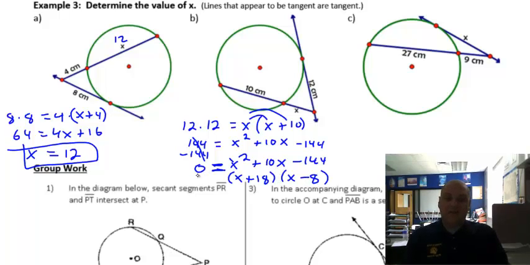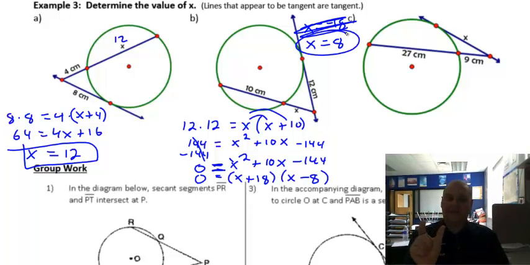So then you set those equal to 0, and you get x equals negative 18, and x equals positive 8. But how could this be a length of negative 18? You can't have a length of negative 18, so I'm going to reject the negative 18, and we're going to say that the length must be 8. You got to have a positive value. So x equals 8 in that case.